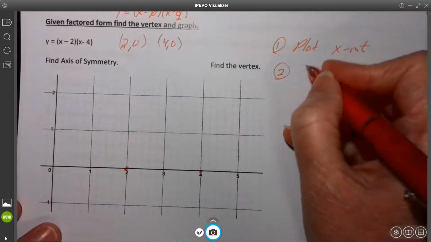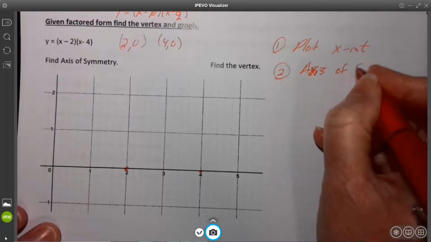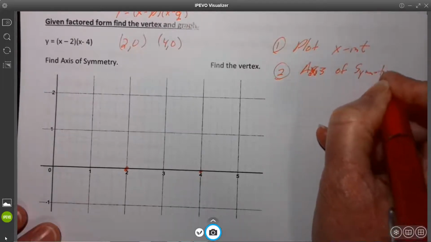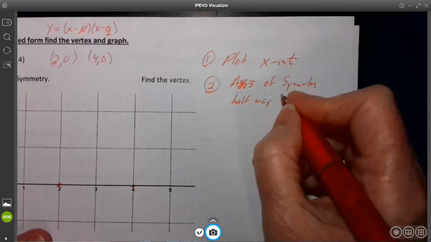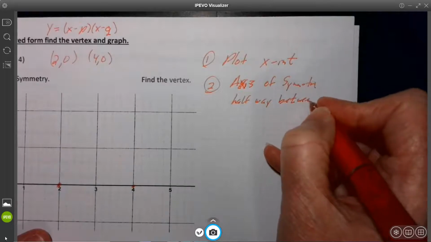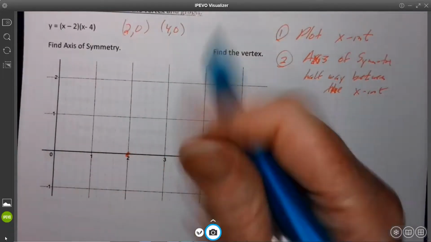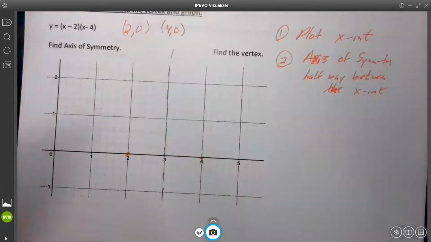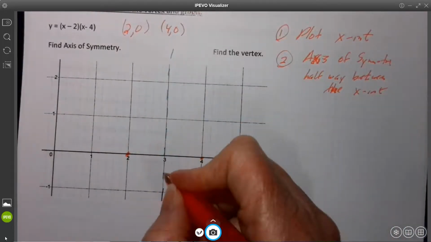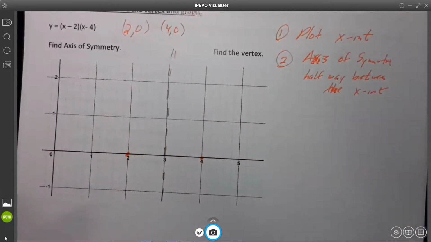Now, we're going to find the axis of symmetry next, because the axis of symmetry is halfway between the x-intercepts. So halfway in between is 3. Can you see that? Let's make it in 2 colors. There's my axis of symmetry. That is my axis of symmetry.